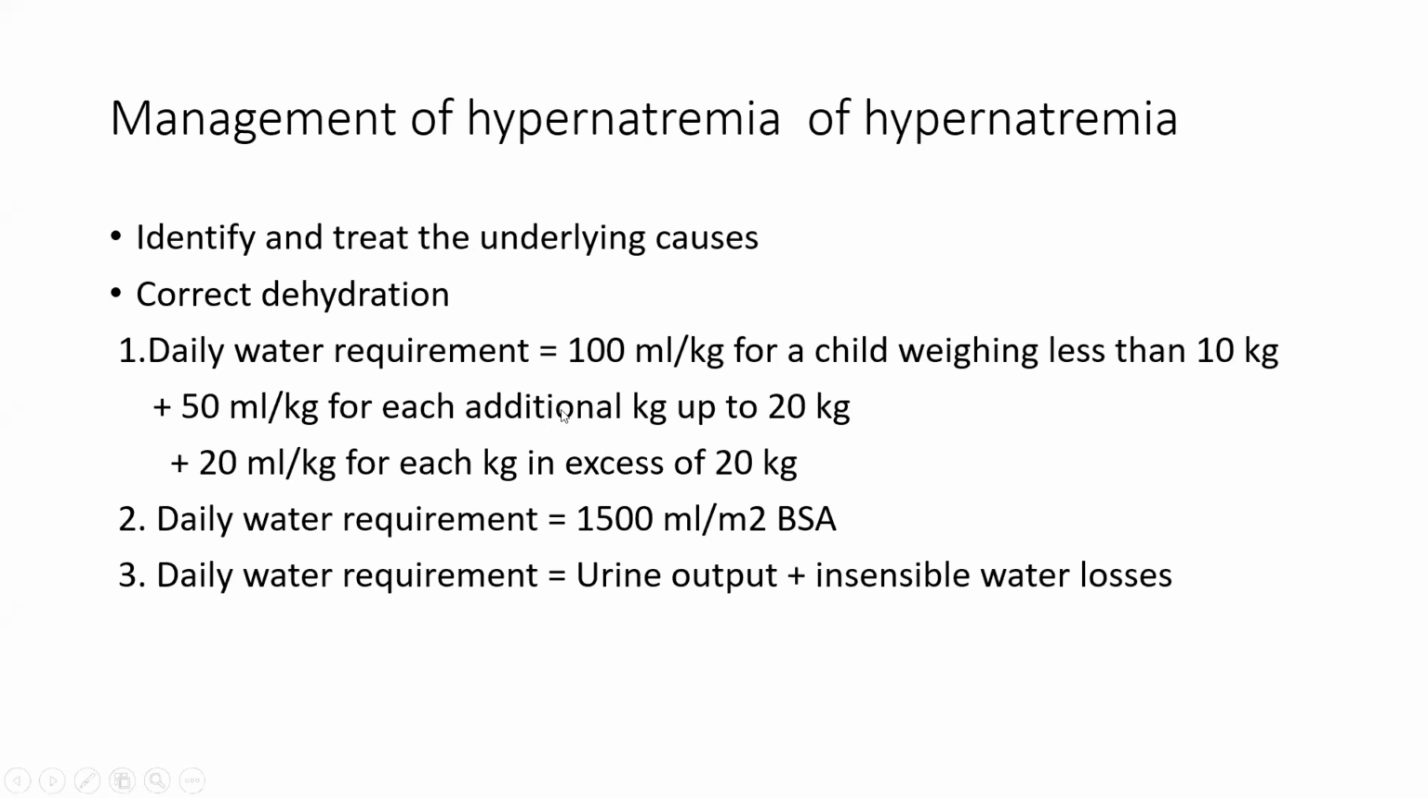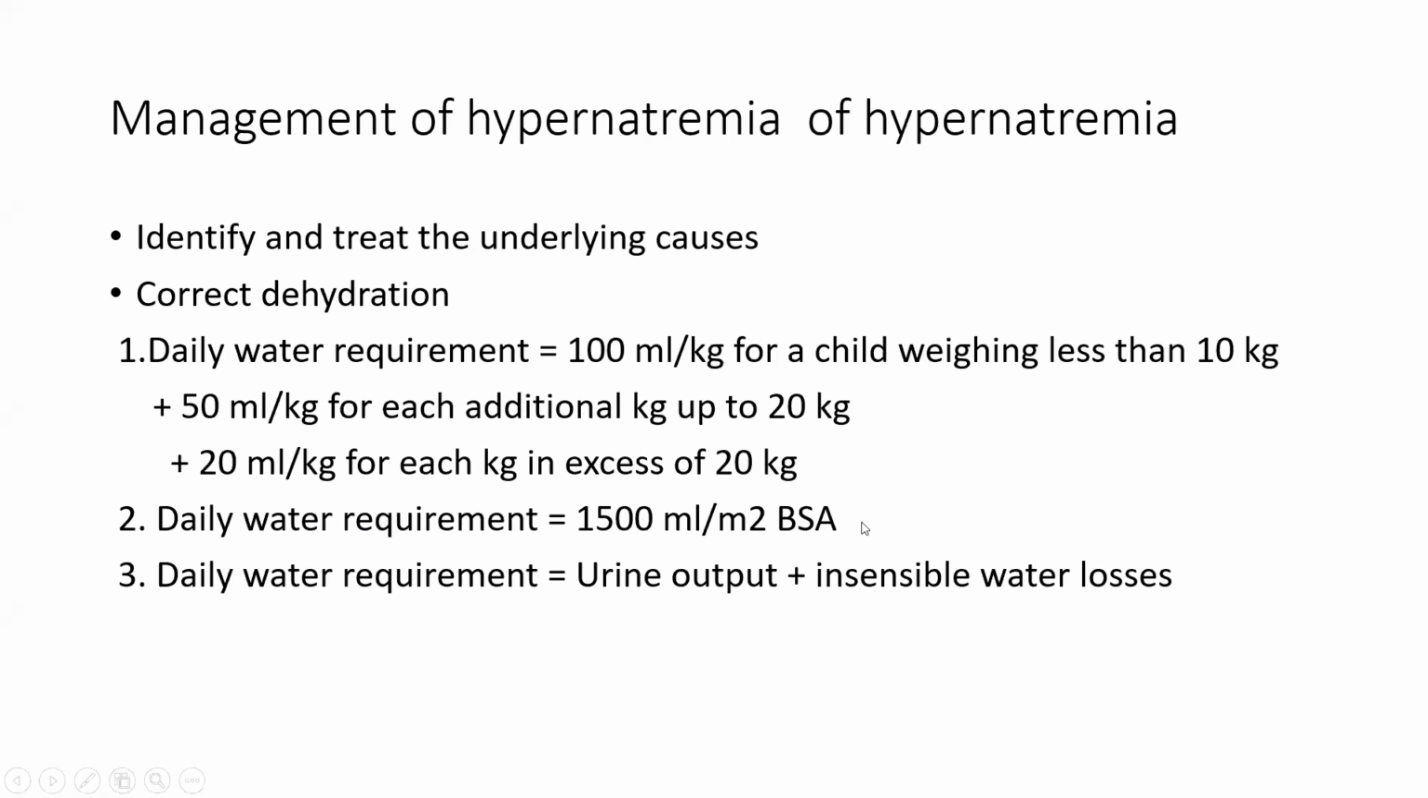However, in most of the research done, they found that this formula tends to give excessive fluid in some patients who are critically sick. So the alternative is to use the daily requirement by body surface area, where we use 1500 ml per meter square. Unfortunately, for most of our patients the body surface area is not calculated.